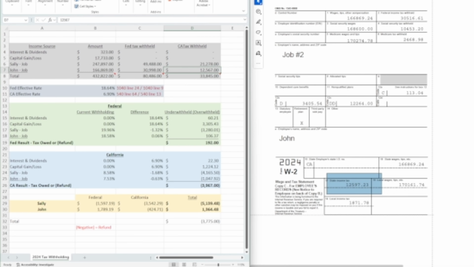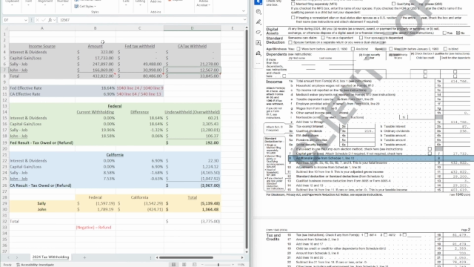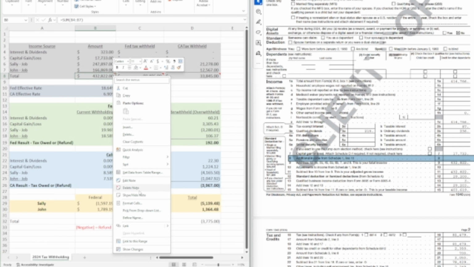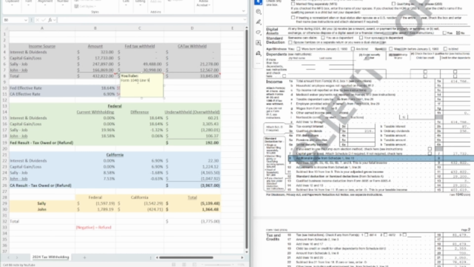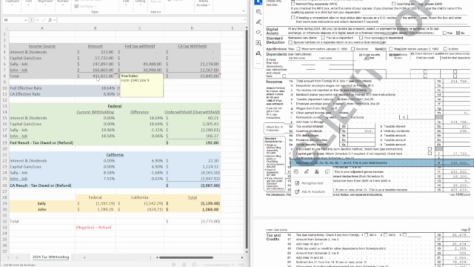Now, the way that we can verify this was done properly, this first step, because you will want to do that, is these totals. The total here, and I've included a little note that says, 1040 line 9. So if we look at the 1040 line 9, there it is. It matches right there, okay?